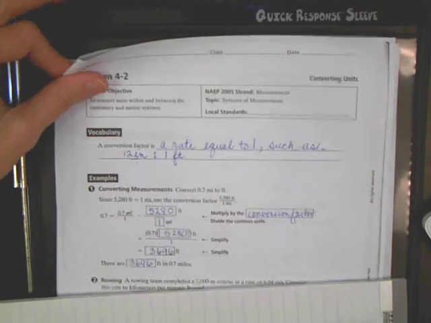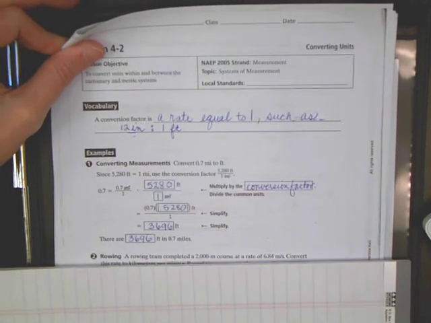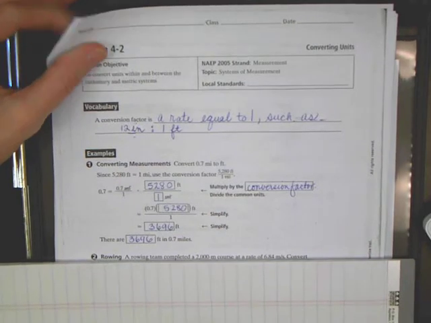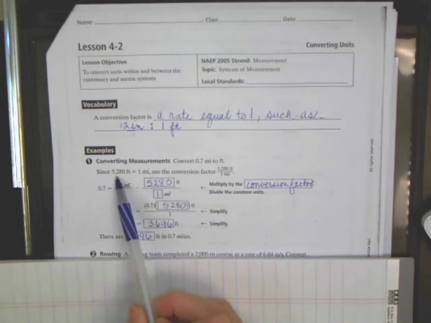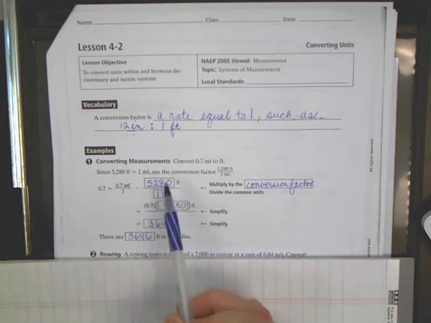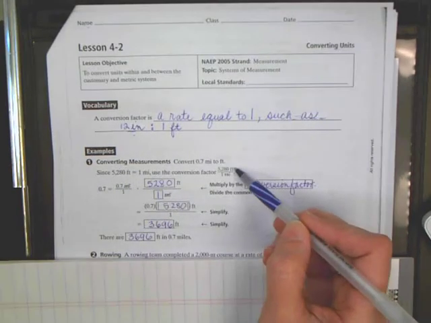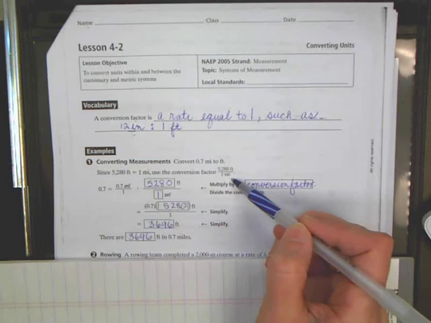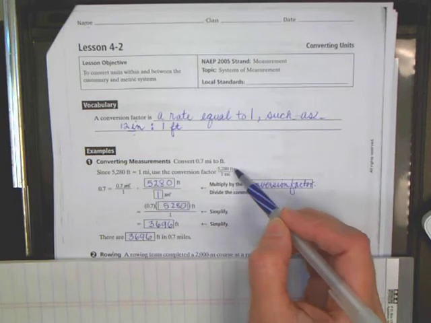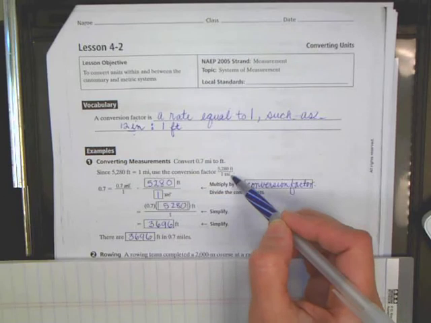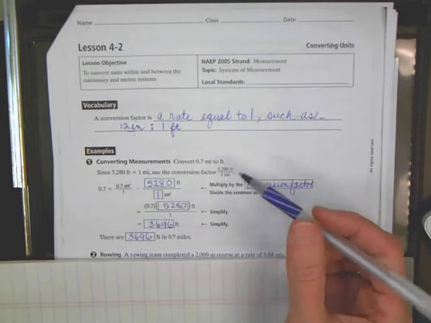My first example is I want to convert 7/10 of a mile into feet. Since there are 5,280 feet in 1 mile, I'm going to use the conversion factor of 5,280 feet to 1 mile. Generally, the unit that I want is going to be at the top of the ratio. The unit I'm trying to change it from is going to be at the bottom of the ratio.